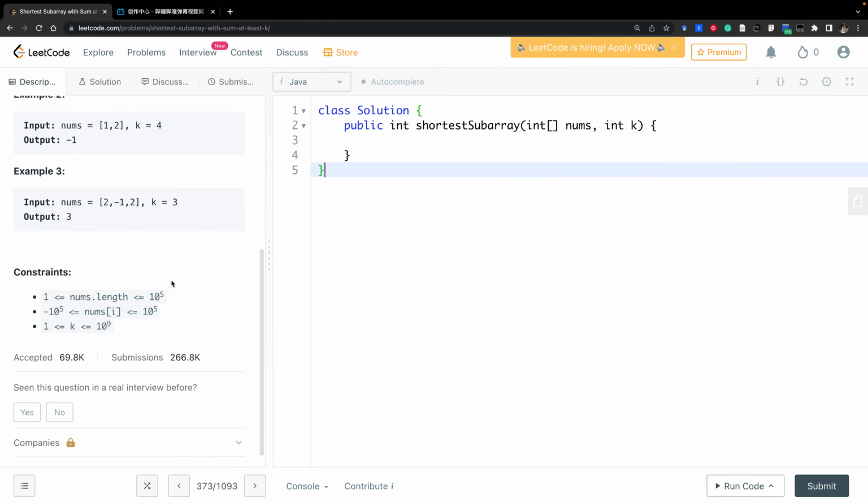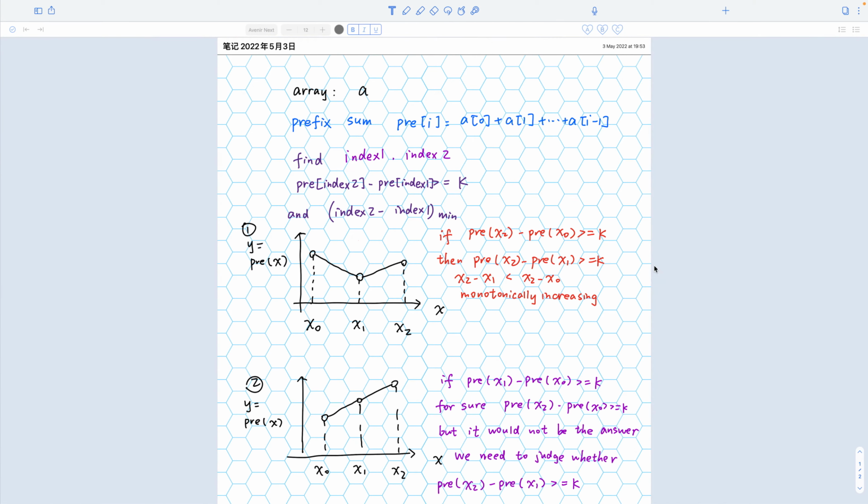And look at some constraints. The numbers' length is less than 10 to the power of 5. So it means we cannot solve it with big O n squared time complexity, that will exceed the time limits. And also it can have negative numbers. So how do you solve this problem?